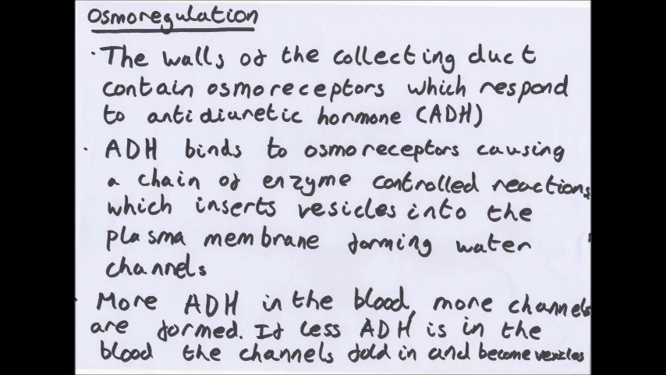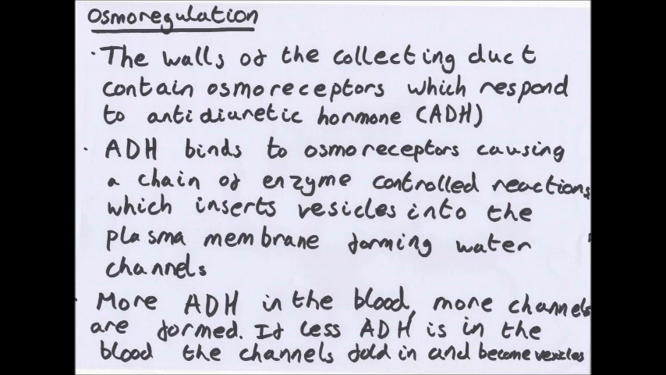Now, the osmoreceptors are in the hypothalamus of the brain. If you remember, that's where quite a few hormones are made. Now, we're not 100% sure, but these cells probably respond to the effects of osmosis. When the water potential of the blood is low, the osmoreceptors lose water by osmosis. This causes them to shrink and stimulate neurosecretory cells in the hypothalamus. Now, these cells are specialised neurons that produce and release ADH.